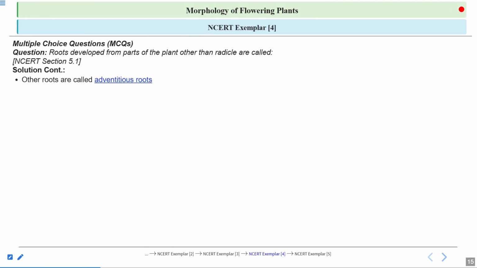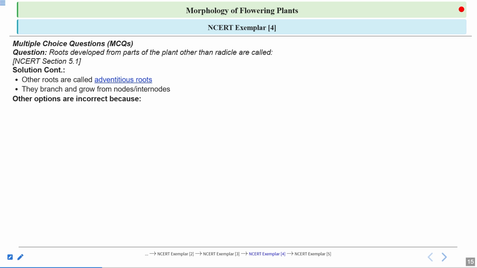Now, other roots are called adventitious roots. You see in some of the plants, from the nodal region, some roots come out. Those are called adventitious roots. You can see in some plants that their stem gives rise to adventitious roots, and even the leaves give rise to adventitious roots, right? They branch and grow from the nodes and internodes.